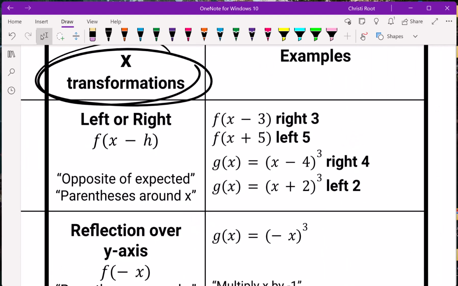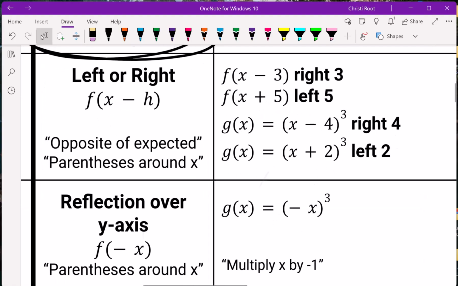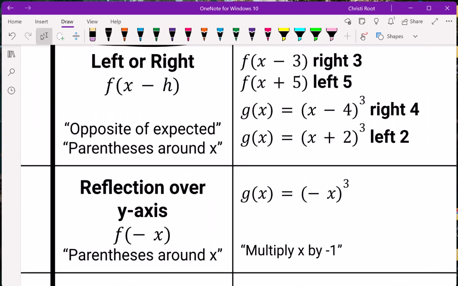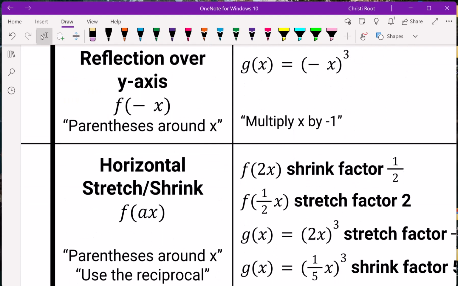These are tricky. You have to have parentheses in all of these transformations. So if you want to move something left or right, you have to put parentheses around the x. You can see right here, if you want to move it to the right 3, it's got to be x minus 3 in parentheses. If it's not in parentheses, it's going to shift it down 3 places. If you're going to reflect it over the y-axis, you have to put parentheses around your x. The negative goes inside the parentheses with x.